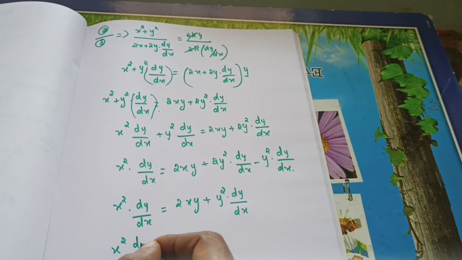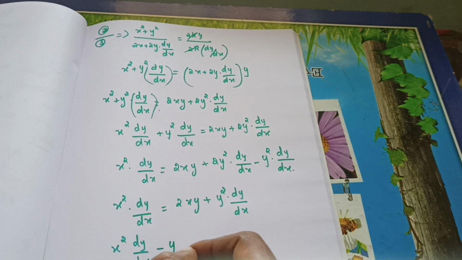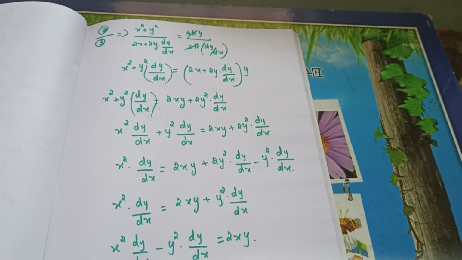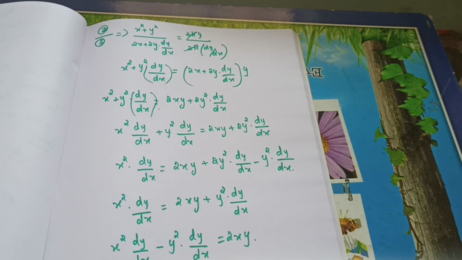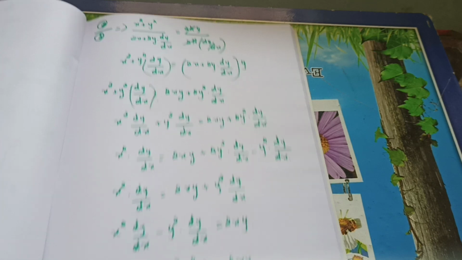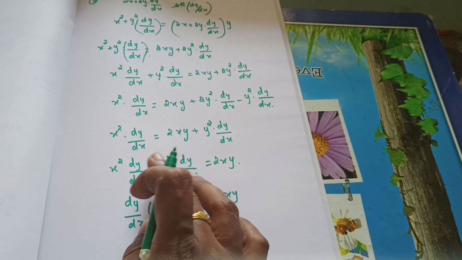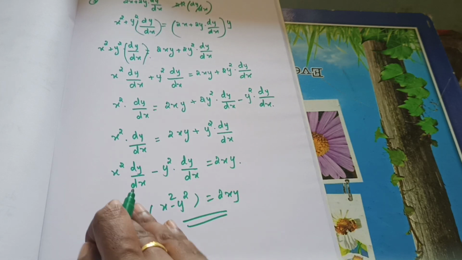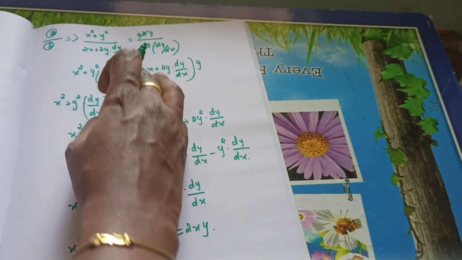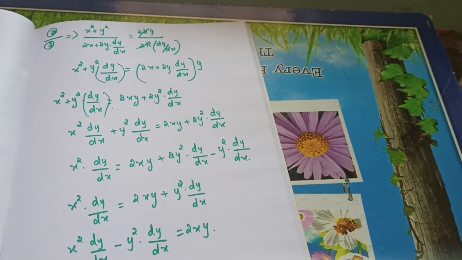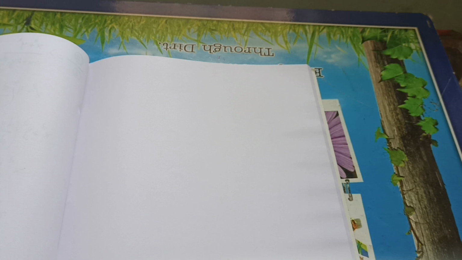So x square dy by dx minus y square into dy by dx is equal to 2xy. So dy by dx into (x square minus y square) is equal to 2xy. This is the answer. Understand? I have taken this x square minus y square as common. The balance is dy by dx. Understand, students? So we will divide 2 by 3, cross multiply and multiply inside. Bring common terms to one side, take the common outside. We will get this. Last problem.